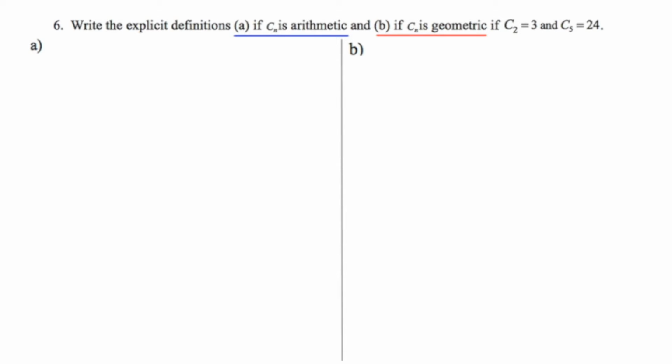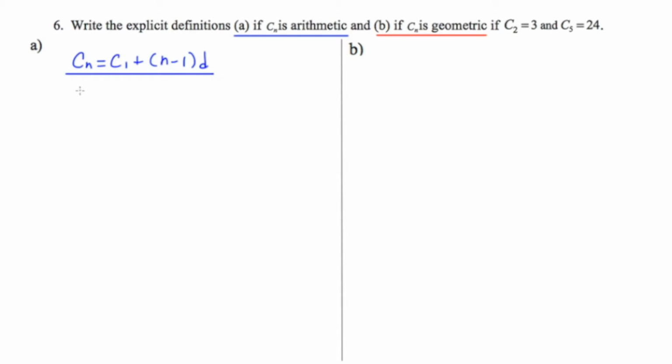And I'm going to first approach this problem as though the sequence were arithmetic. So I'm going to start by just writing the general explicit formula for an arithmetic sequence. So I've written down the general formula for an arithmetic sequence, and now what I'm going to do is write down two equations based on the two given pieces of information.